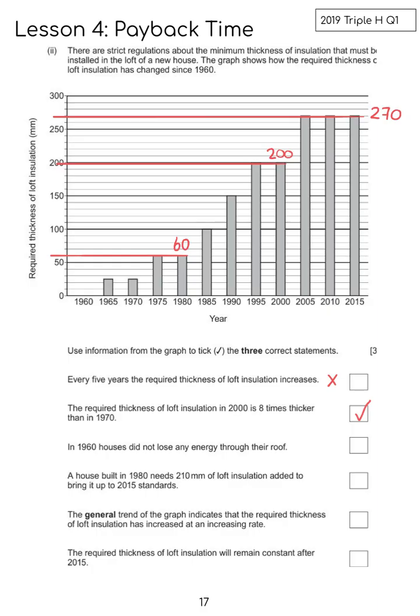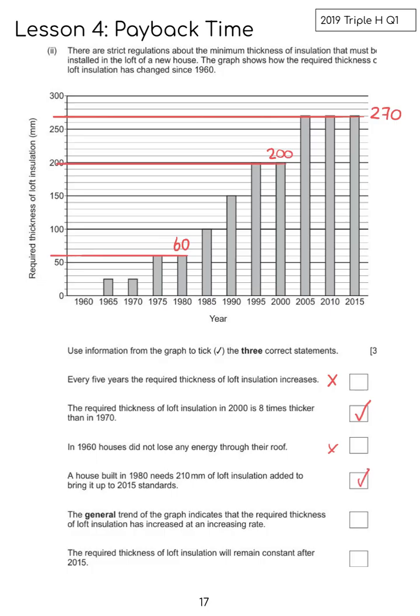The third one, in 1960, houses did not lose any energy through their roof. That's not really what the graph is showing. It's just saying how much loft insulation there was. So this one is not true. Number 4, a house built in 1980 needs 210 millimeters of loft insulation to bring it up to 2015 standards. So this is 1980, 60, and 2015 is 270. The difference between those two numbers is 210, so that one is true.